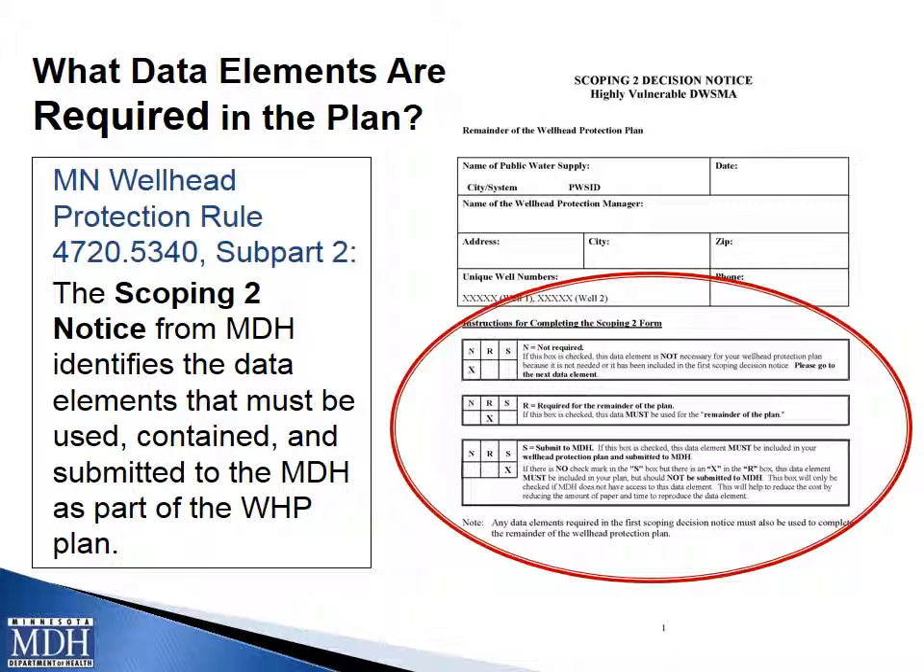The notice specifically identifies which data elements are required to be considered when developing the Part 2 plan. Some data elements have already been gathered for the delineation and vulnerability assessment in Part 1, and they don't need to be gathered again. The notice also provides direction on what data elements information must be submitted to the MDH with the Part 2 plan, and what data elements must only be considered and assessed but not submitted to the MDH with the Part 2 plan. The description of these particular designations can be found on the front page of the Scoping Decision Notice and are circled here in red.